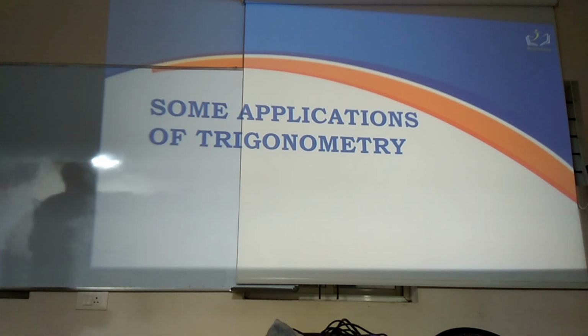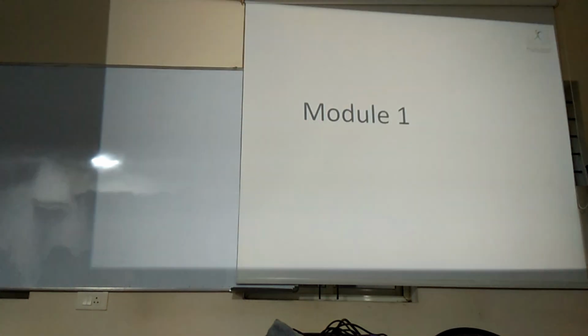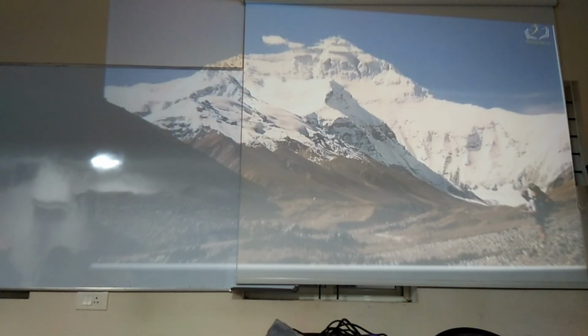Can you read it out? Some applications. Okay, so it's more of a visual experience which you will get now. We'll start with the introductory part of the chapter, the first part. What is this? Mount Everest. Did you all go? No, right? So this is called Mount Everest, and here there is a guy.